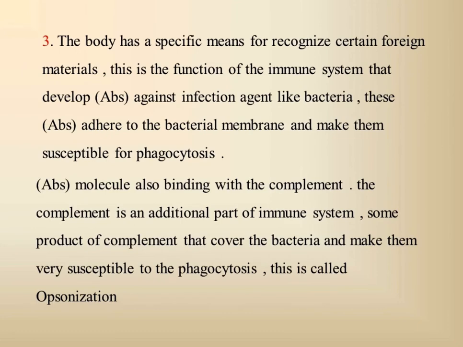Third, the body has a specific means for recognizing certain foreign materials. This is the function of the immune system. So the body has the ability to distinguish foreign bodies through the activity or function of the immune system. A foreign body we usually call an antigen. Since there is an antigen, we need an antibody, an antibody reaction. So the function of the immune system is to develop antibodies against infectious agents like bacteria or other foreign bodies.